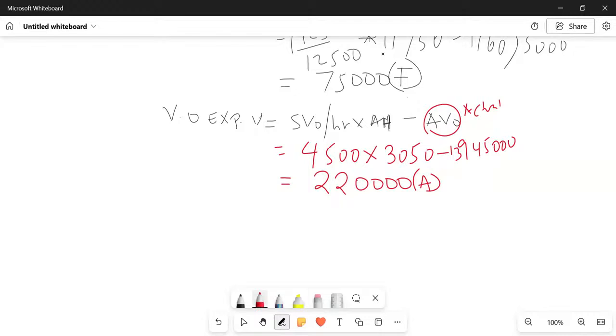Yes. Let's see. So once you attempt, just write A for attempted. A for attempted. Even if you got it wrong, so what? So long as you have attempted. Variable overhead efficiency variance.